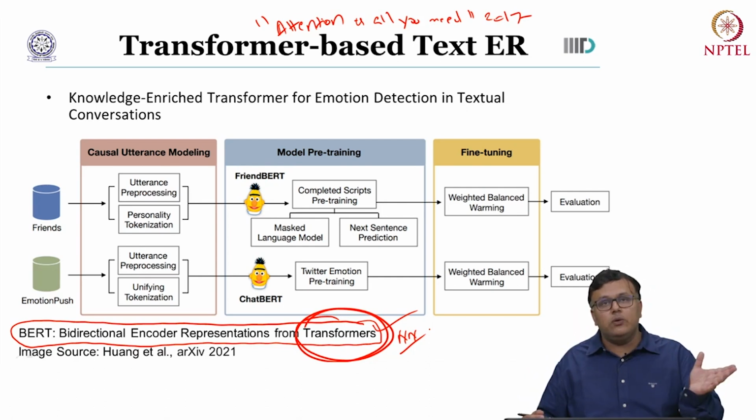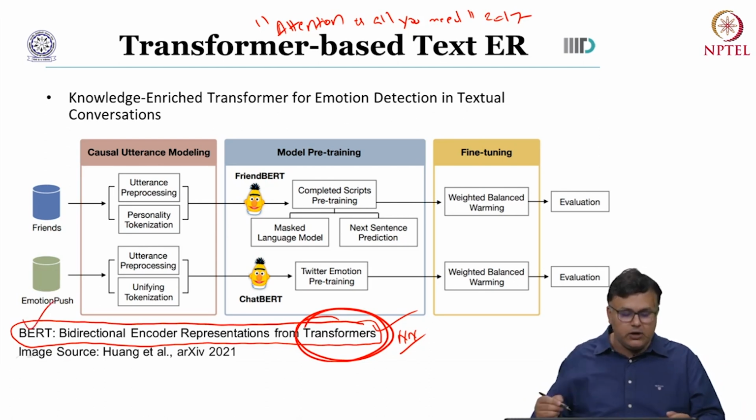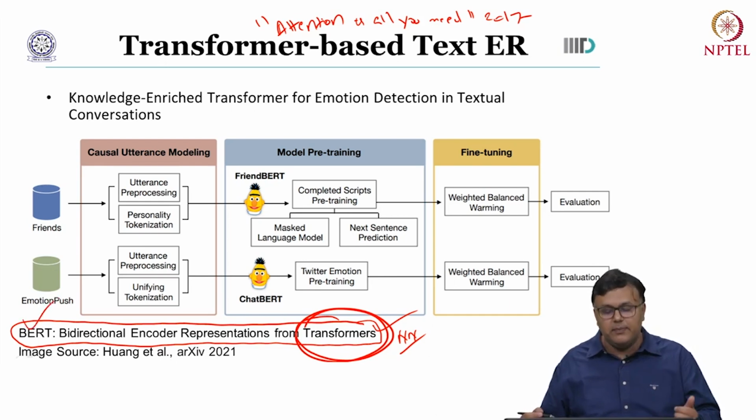And similar to word-to-vec, the transformer-based representation, which is extremely common now in natural language processing, and hence for natural language processing based emotion prediction, is called BERT. So this is your bidirectional encoder representation, which is based on a transformer architecture.